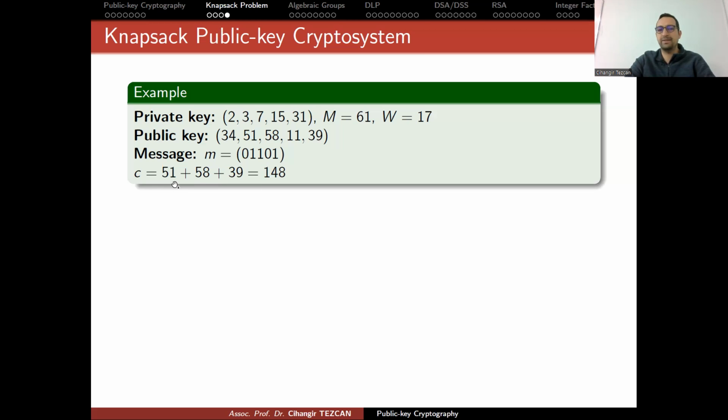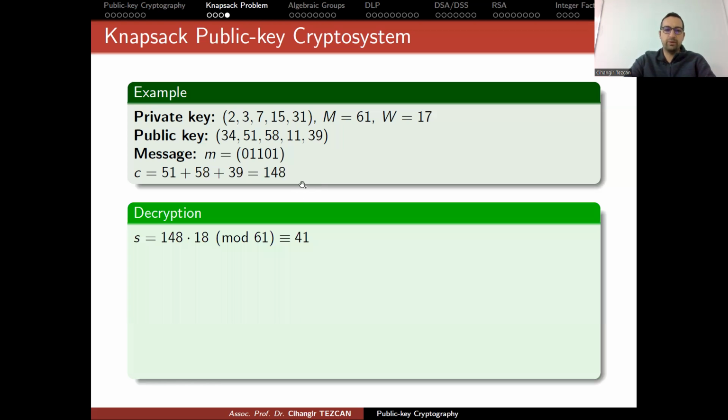So you might ask why this is the case. Recall that the encryption was as follows. You take the first bit value, multiply it with this, take this one, multiply with this, take this one, multiply with this, and so on. This is why the ciphertext is now 148, okay? So as your message, you send this value. Now I received it, and now I should be able to decrypt it, right?